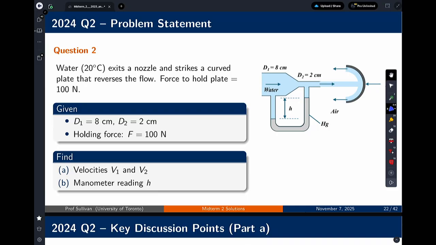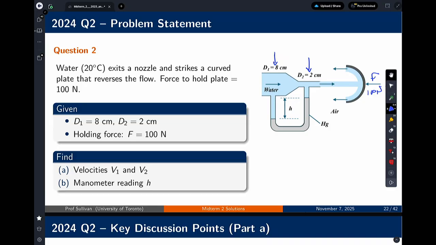Okay, so you were given that water exits the nozzle and strikes a curved plate that reverses the flow. The force to hold the plate is 100 newtons, and that force is over here. Diameter 1 is 8 centimeters. Diameter 2 is 2 centimeters. The holding force, 100 newtons.